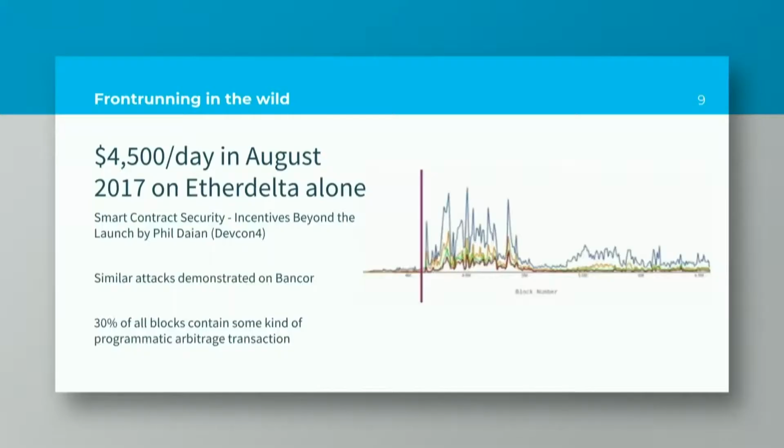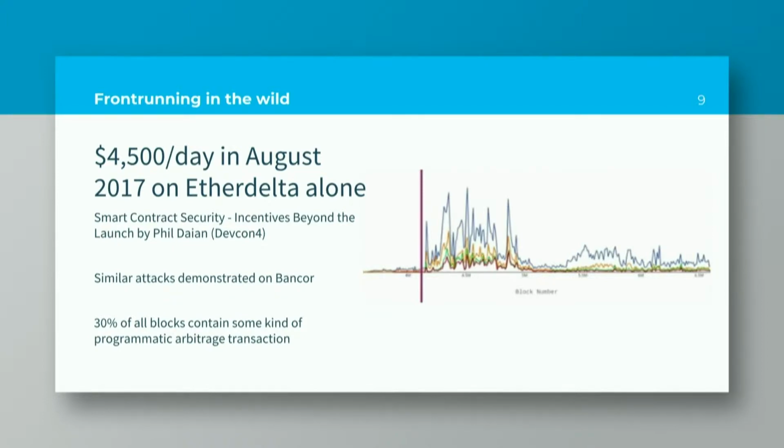I don't know if you saw this talk from Phil Daian at DevCon 4, but it's a really great talk. I recommend checking it out. He has some really amazing statistics. He's been working with a group studying this problem. Back in 2017, only on EtherDelta, there was potential for $4,500 of profit just front running on EtherDelta alone. That's a while ago in crypto terms, and there are a lot more on-chain exchanges and a lot more opportunity for that.